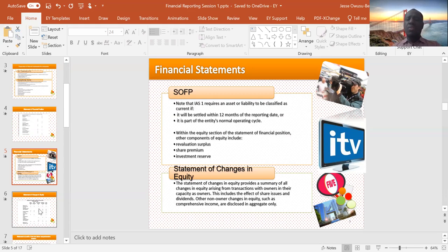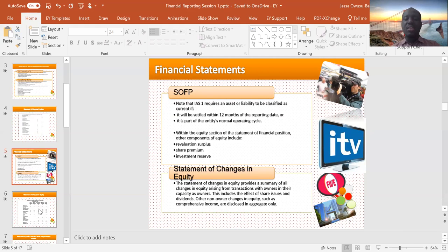So if it will be settled within 12 months of the reporting date, then it is a current asset or a current liability. If it is part of the entity's normal operating cycle, then it is current as well. So that's the definition. The opposite applies for non-current, right? The opposite will apply for the non-current.